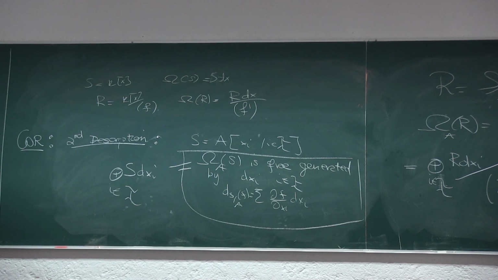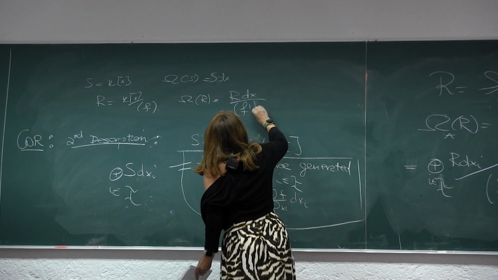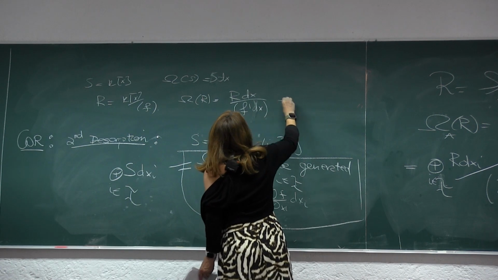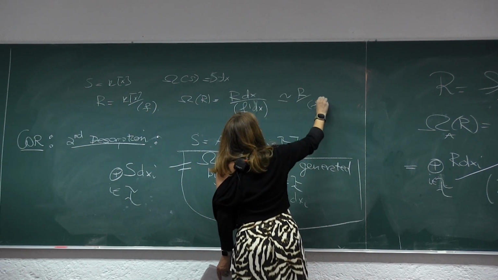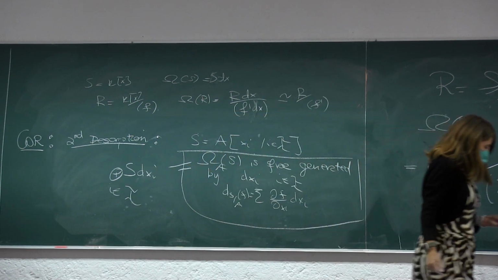So now, let me look at this. It would be f prime x. Let me write it correctly, it would be f prime x. So this is just isomorphic to this guy.